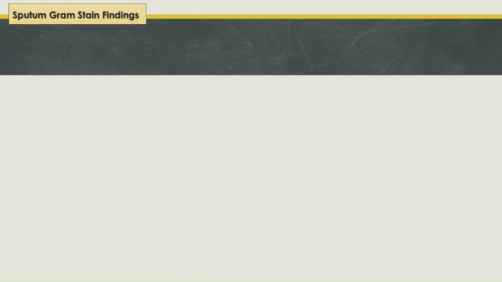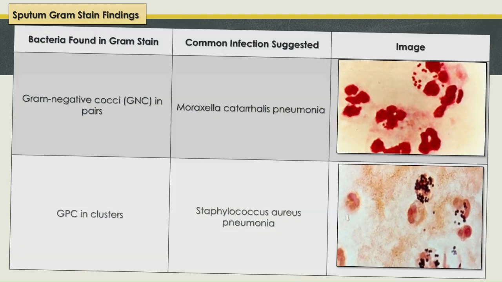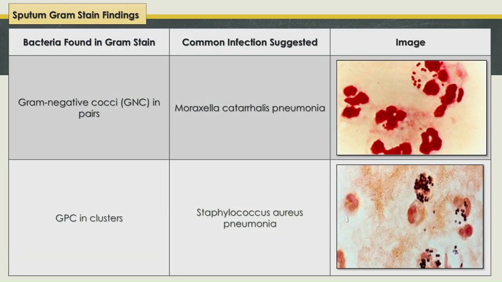Sputum gram stain findings. Bacteria found in gram stain: gram-negative cocci, GNC, in pairs. Common infections suggested: Moraxella catarrhalis pneumonia. Sputum gram stain findings: GPC in clusters. Common infections suggested: Staphylococcus aureus pneumonia.